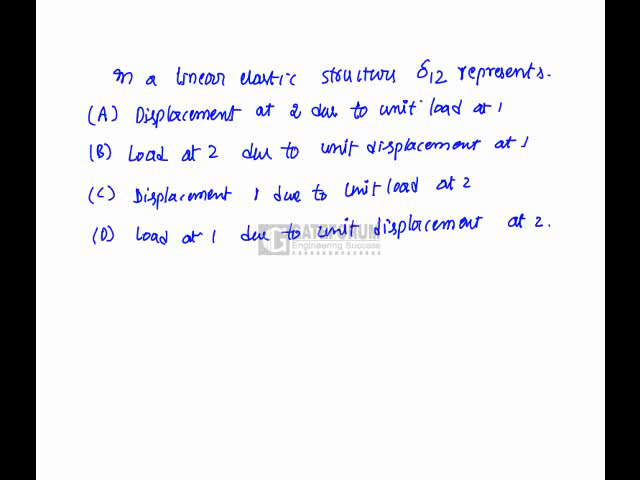In a linear elastic structure, delta 1 2 represents the displacement at 1 due to unit load at 2. So option C is correct in this case. If it is delta 2 1, the unit load at 1 causing a displacement at 2, so the displacement at 2 because of unit load at 1. This is the way of representation. So option C is correct.